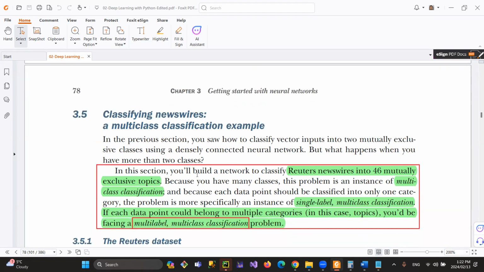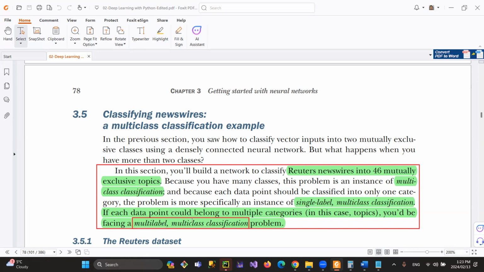It says that in this chapter, we try to classify Reuters news wires into 46 mutually exclusive topics. Because you have many classes, this problem is an instance of multi-class classification. You don't have just two. And because each data point should be classified into only one label, you can't say that a news item is partially financial, partially sport, like Chelsea's stock was sold in the market overpriced. I'm just fabricating. Partially it is sport, partially financial, partially stock, right? You're not going to put several labels. You have to decide which category it belongs to. That is why we say it is a single-label multi-class classification.